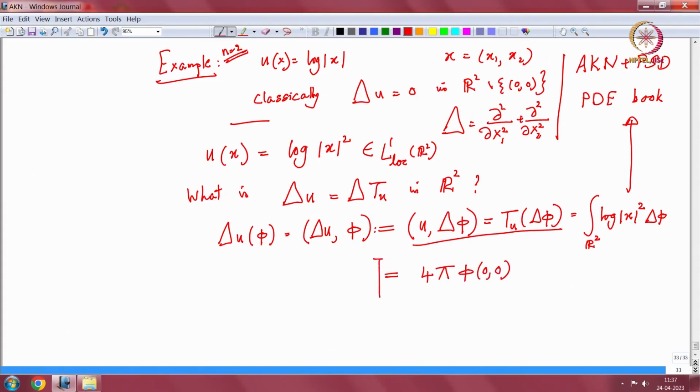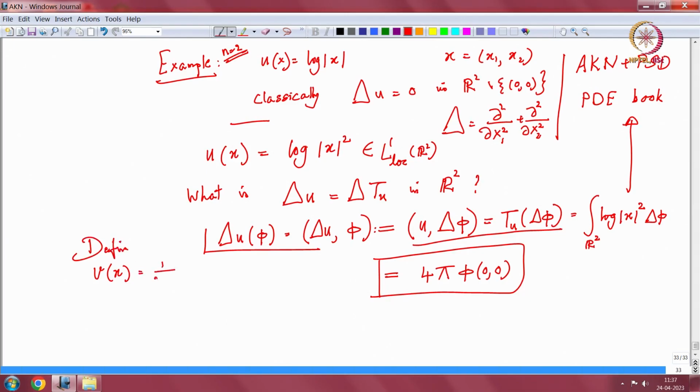Just check it in the book, if you take this Laplacian of u. So if I define Vx equal to 1 over 2 pi log mod x, this is what you would have seen in the book. This computation implies my Laplacian of V is again equal to 0.